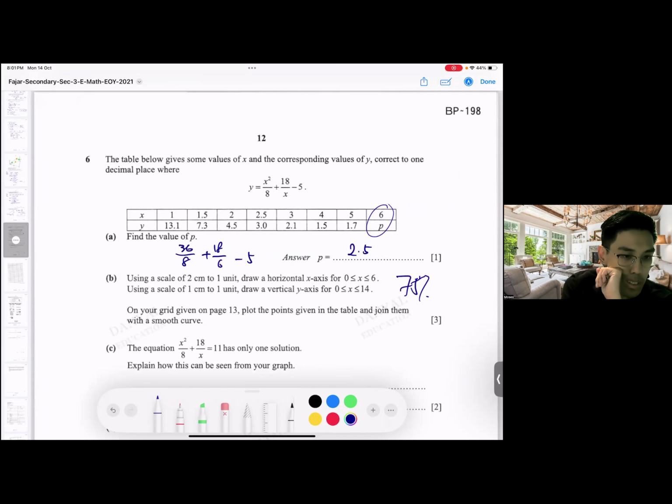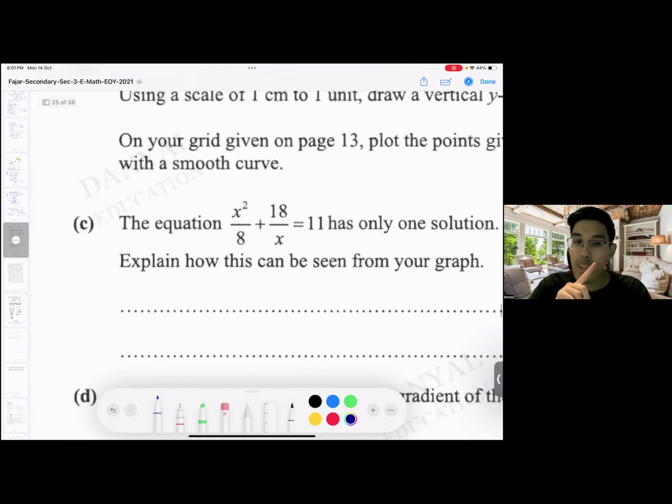Next, the equation equals to 11 has only one solution. Explain how this can be seen from your graph. So basically you have drawn already. What you can see is probably two solutions. It's like a U shape that cuts the x-axis. But interestingly, this equation is not equal to -5 or whatsoever, it's actually equal to 11. Important. We need to do a slight modification for this equation in order to fit what we did there.